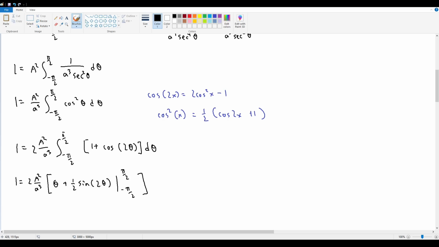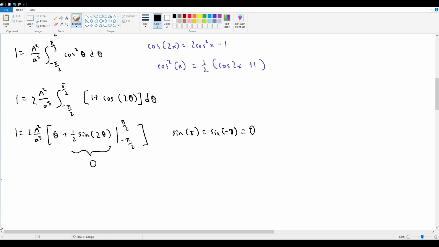Okay, well, sine of 2 times pi half is going to be pi, and sine of 2 times negative pi half is negative pi. Sine of pi is going to equal sine of negative pi, because they both equal 0. So this entire term here goes away. What you're left with is pi half minus negative pi half, or pi half times 2. So 1 is equal to 2 times a squared over a cubed multiplied by pi.